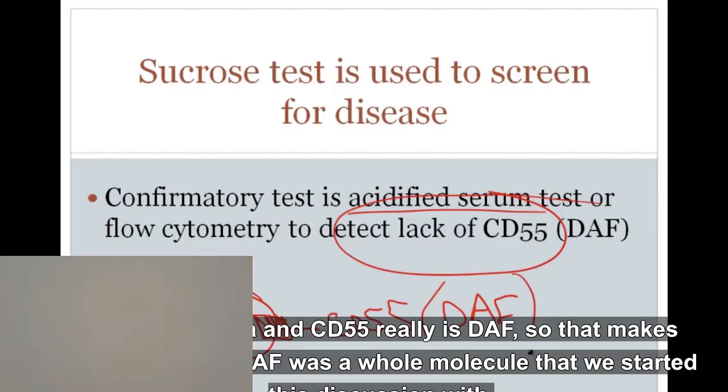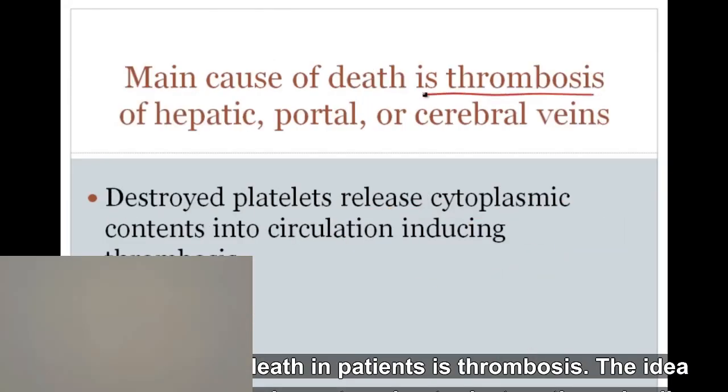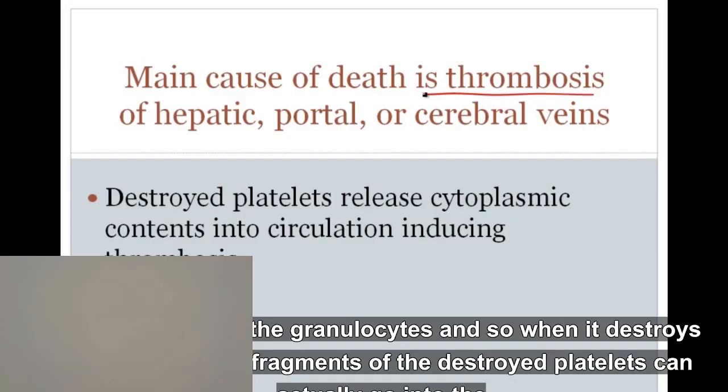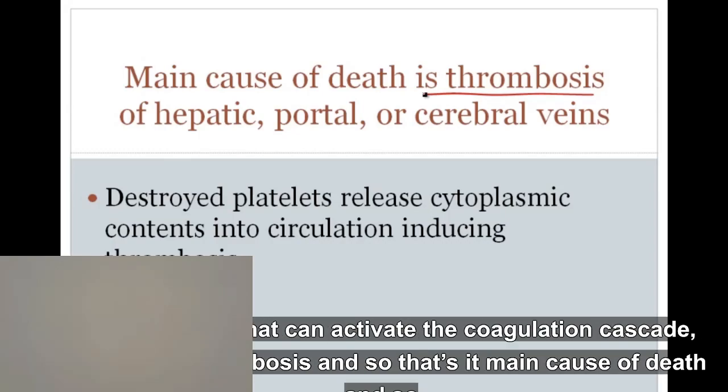The main cause of death in patients is thrombosis. The idea here is that the complement's going to destroy the red cells, the platelets, and the granulocytes. And so when it destroys the platelets, the fragments of the destroyed platelets can actually go into the circulation, and that can activate the coagulation cascade, resulting in thrombosis. And so that's the main cause of death.